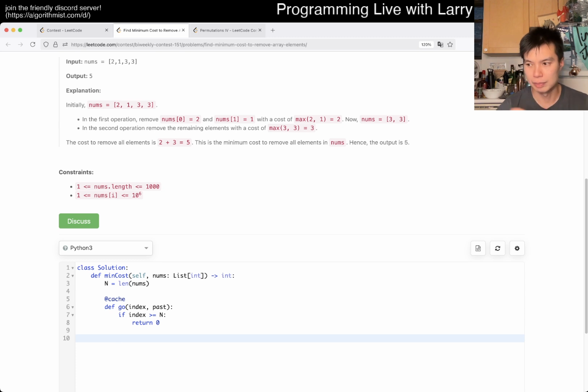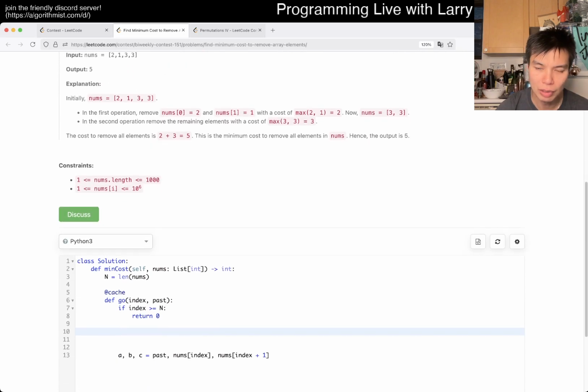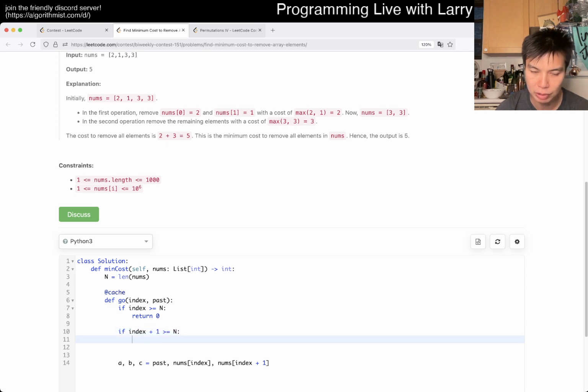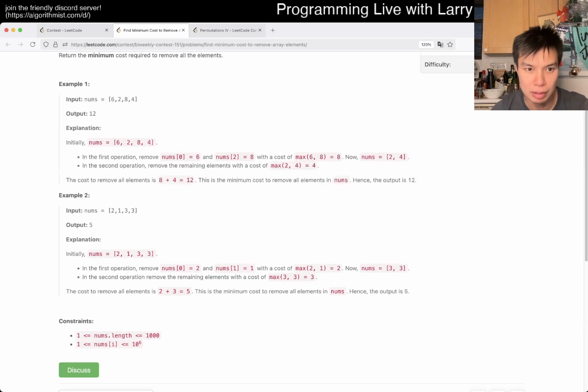So we have, okay, a is equal to pass, nums of index and nums of index plus 1. We have to be a little bit careful about the index plus 1, right? So okay, we always have a number from the pass, which means that if index plus 1 is greater than or equal to n, then we just return the max of nums of index and the pass, because we have to pick the max of these things.